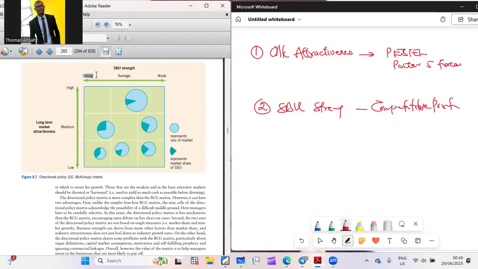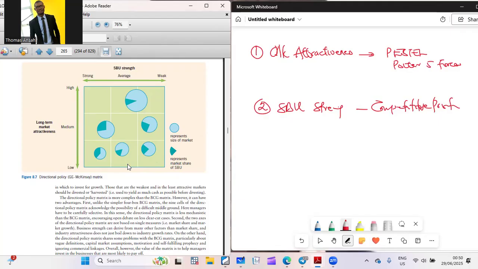If you are strong, but the market is not unattractive, it is not clear for you, so you hold. That's what we mean. So here too, you can decide to hold. Now, if you see this one, you are weak in the competition, and the market is also low, you can decide to harvest.